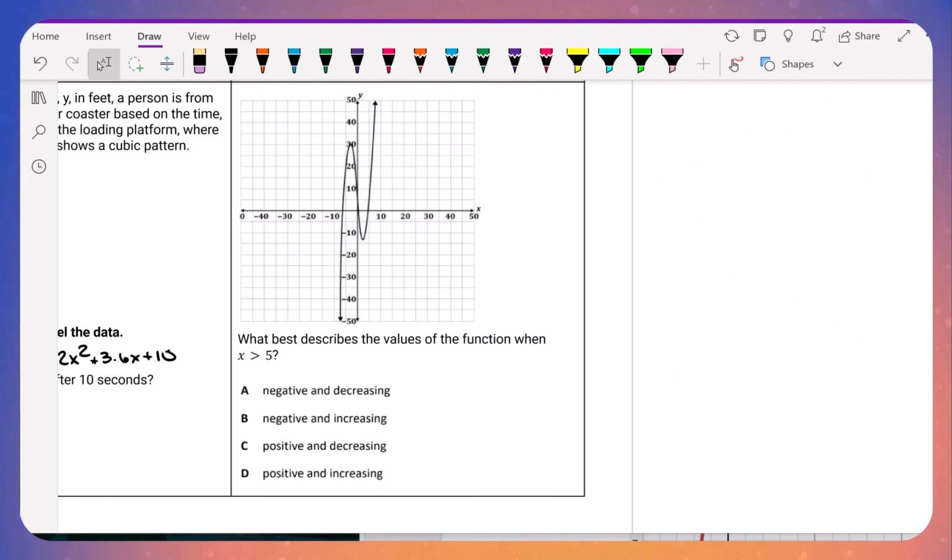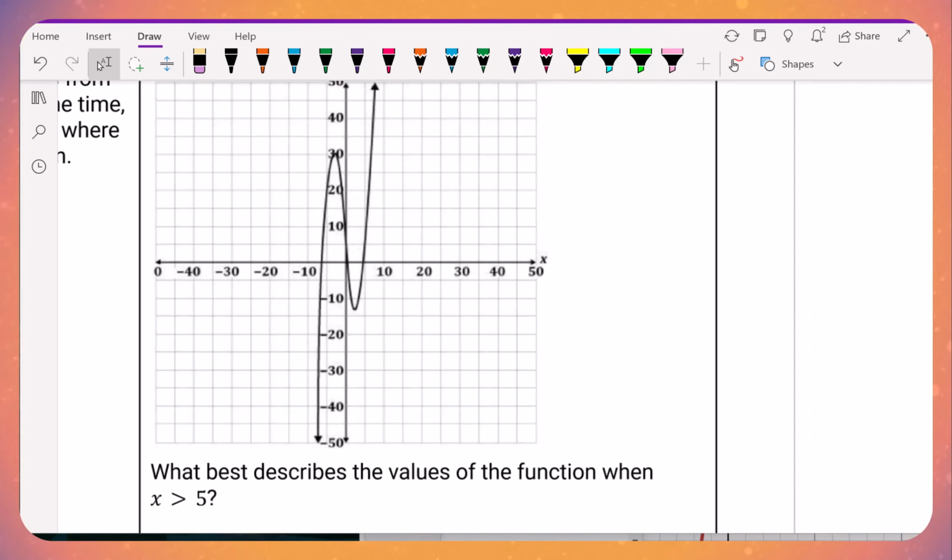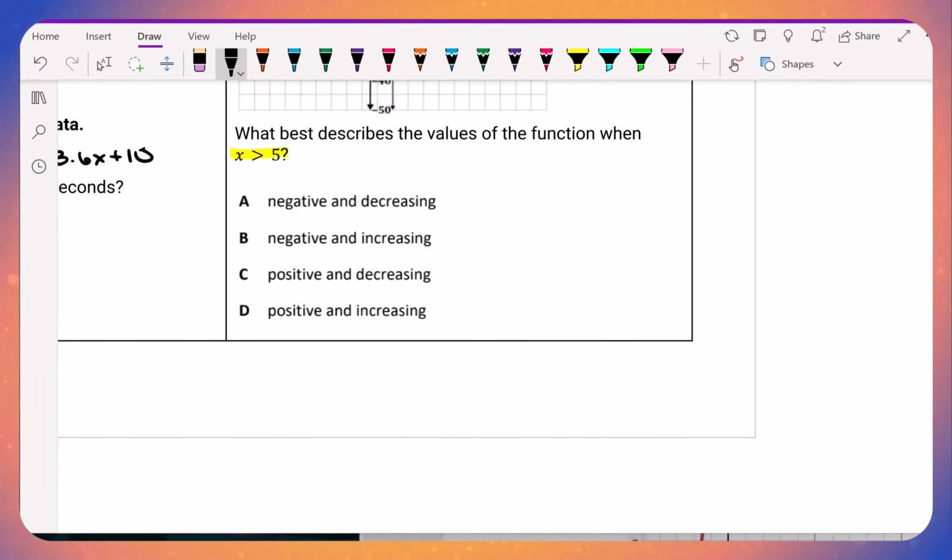Okay, and for the last question on chapter 3, we are looking to see what best describes the function when x is greater than 5. So what you need to do is locate 5 on your graph, which is right here. And you need to look at only the part where it is greater than that. So that is this little section of the function. It's going to ask you whether it's positive or negative. It is above the x-axis, so it is positive, and we are heading up. That is an increase. So it's going to be positive and increasing, and that's all for chapter 3.